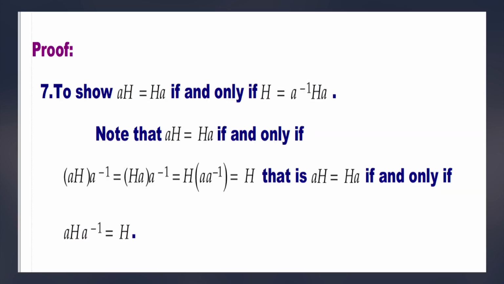The seventh one is to show aH = Ha if and only if H = a^-1Ha. Note that aH = Ha if and only if aHa^-1 = Haa^-1 = H. That is, aH = Ha if and only if aHa^-1 = H.